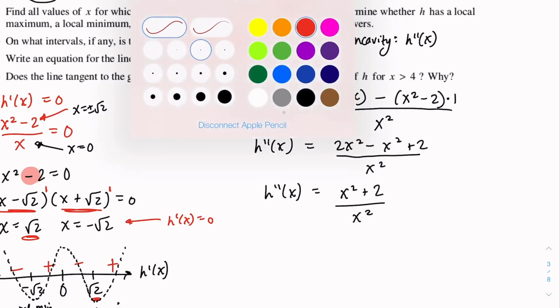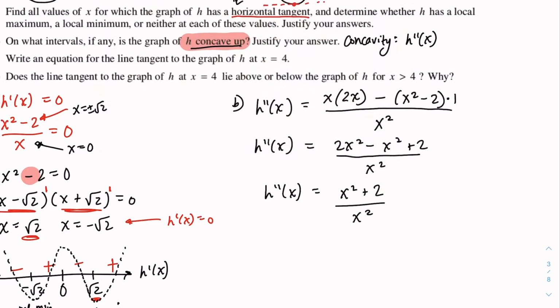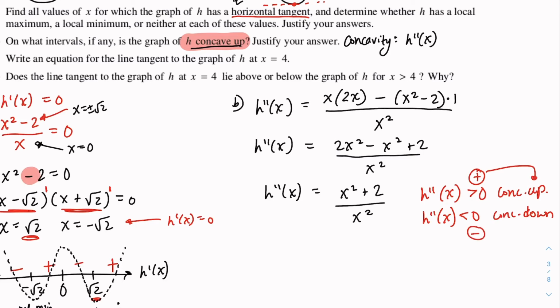So you need to know that h will be concave up where h double prime is greater than 0. That's what it means to be concave up. Similarly, if I wanted concave down, I would be looking for where the second derivative is less than 0. So it's very intuitive. If the second derivative is positive, it's concave up. If it's negative, it's concave down. Well, we need to see where it's positive, and in order to figure that out, we will use a number line. So number lines will always tell us the positive and negative regions.